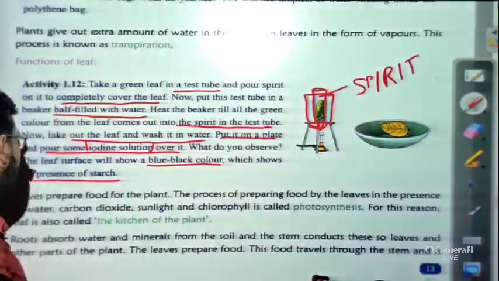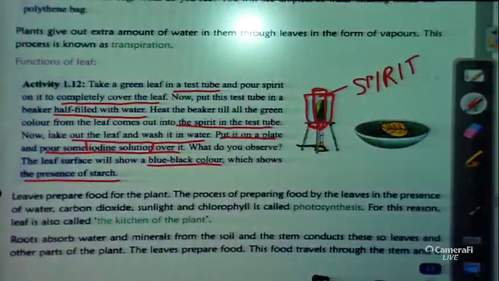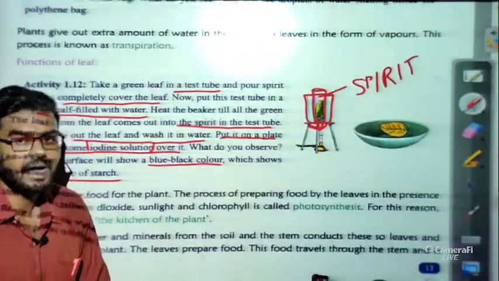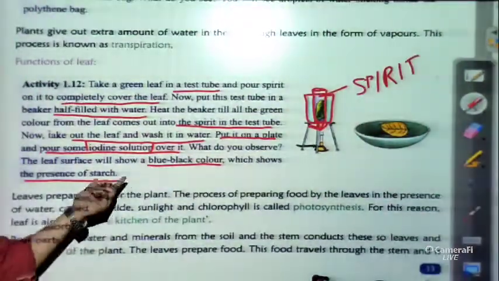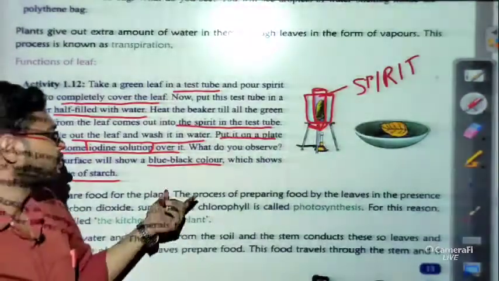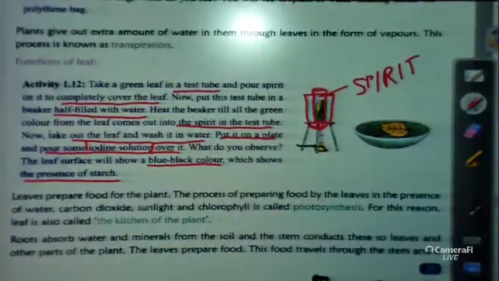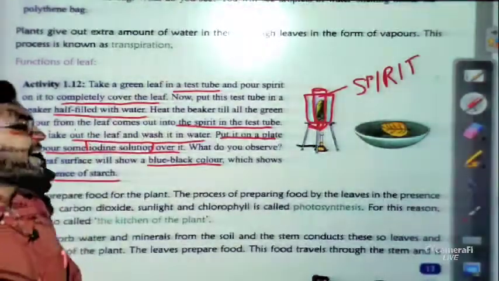So this activity is very important. This activity shows the presence of starch. If a question comes asking you to name an activity which shows the presence of starch, you have to describe this activity. So students, just focus on this activity.